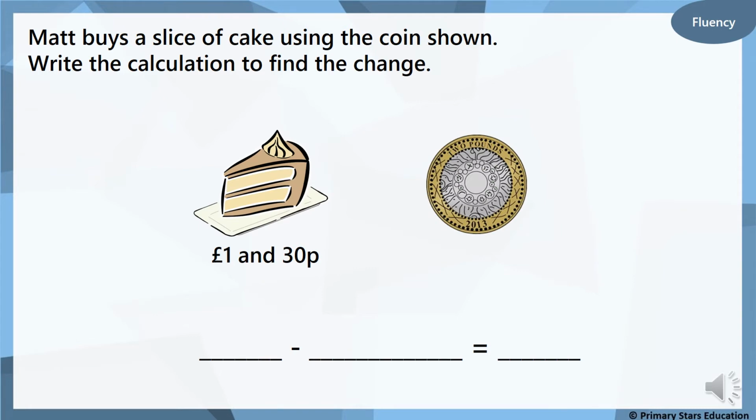Matt buys a slice of cake using the coins shown. Write the calculation. So this is a £2 coin. And if it helps you, it's the same as 200 pennies. And the cake is £1 and 30 pence. So we would write £2, take away £1 and 30 pence. Okay, so what is the jump from £1.30, so 130 pennies, to £2, which is 200 pennies?